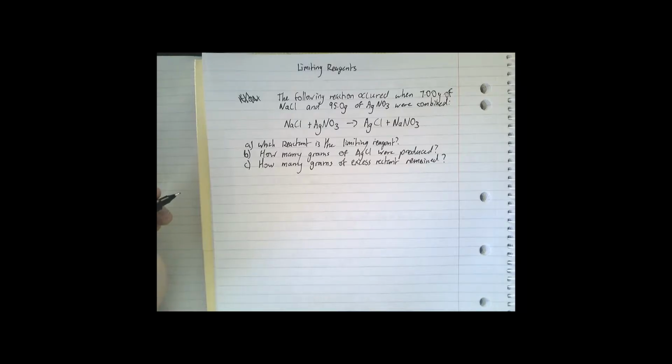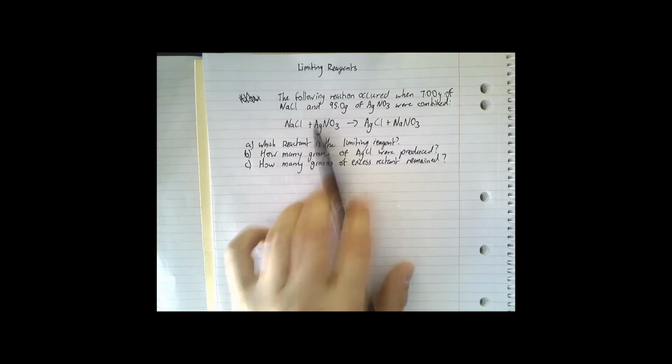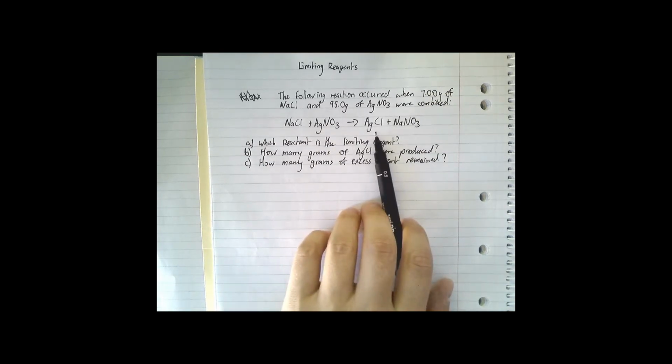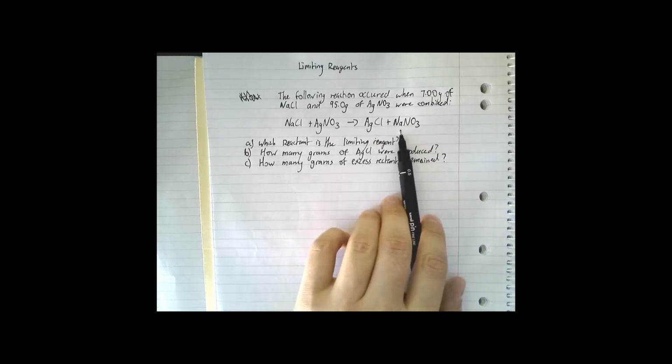All right, so for this limiting reagents question, we have the following reaction to be looking at. The following reaction occurred when 7.00 grams of sodium chloride, NaCl, and 95.0 grams of silver nitrate, AgNO3, were combined. So we have our sodium chloride, our silver nitrate, and we are forming silver chloride and sodium nitrate.